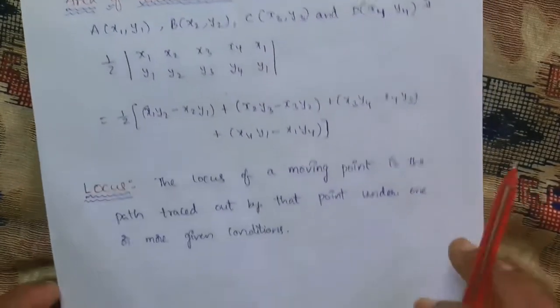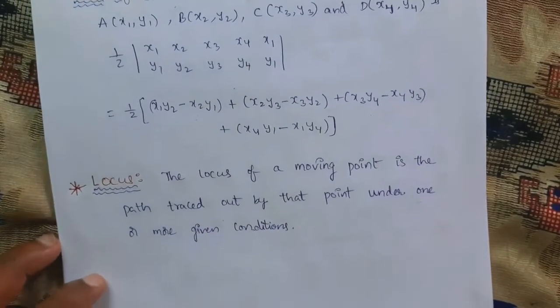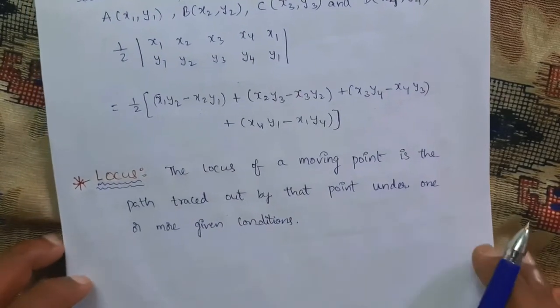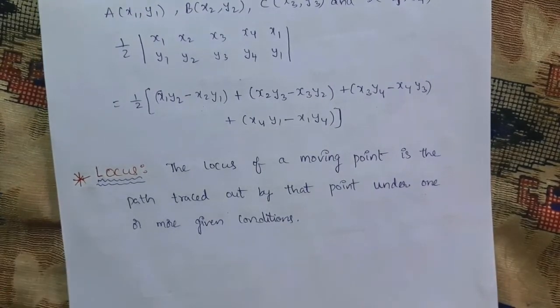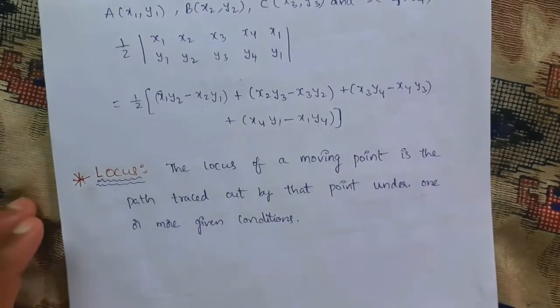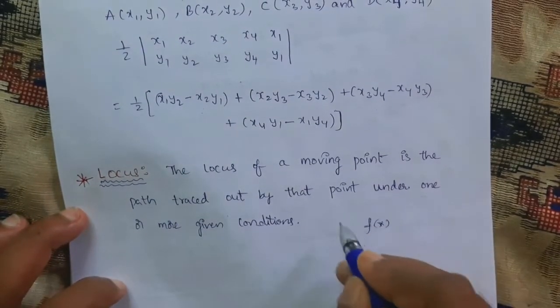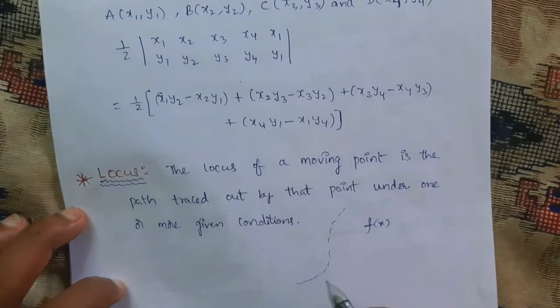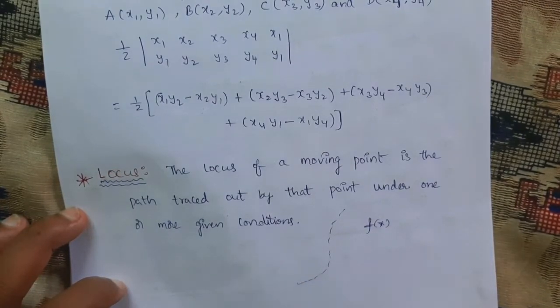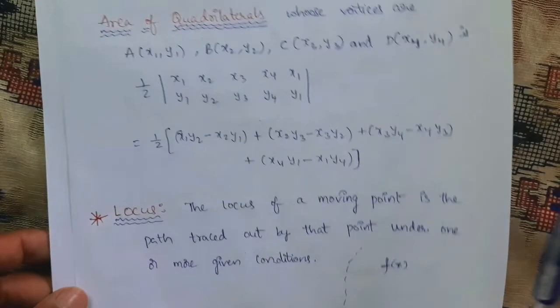Next, an important point, that is locus. Here the locus of a moving point is the path traced out by that point under one or more given conditions. Locus is nothing but, for any given curve like f of x, the collection of all the points that satisfy the given function. Those types of paths we will consider as locus. Okay.